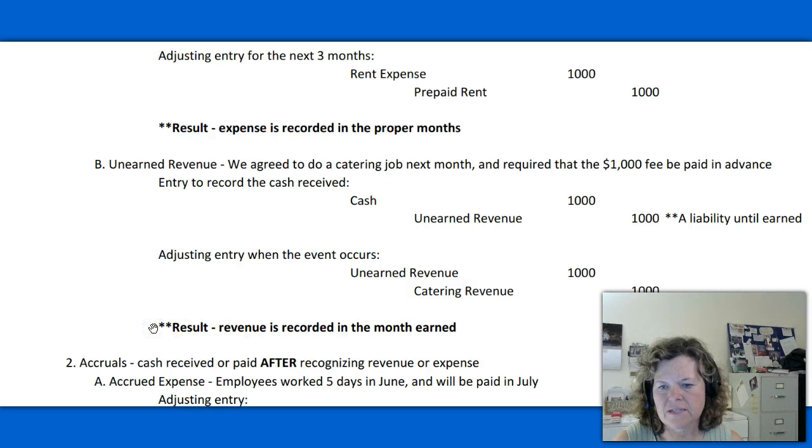And the result of this is that revenue is recorded in the month earned. So we may have received the cash ahead of time, but we want to honor the revenue recognition principle to make sure that we're recording the revenue in the proper period.